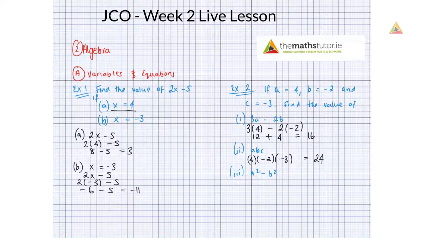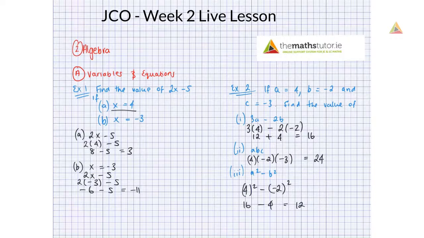Then finally we have A squared minus B squared. So A squared is going to be 4 squared. Take away B squared is minus 2 squared. 4 squared will give us 16. Now you need to be careful here. When you square a negative number, it becomes positive. So minus 2 squared gives you 4. So it's going to be 16 take away 4. 16 take away 4 gives you 12, and that's the answer.